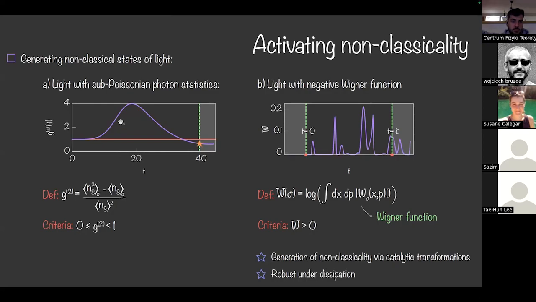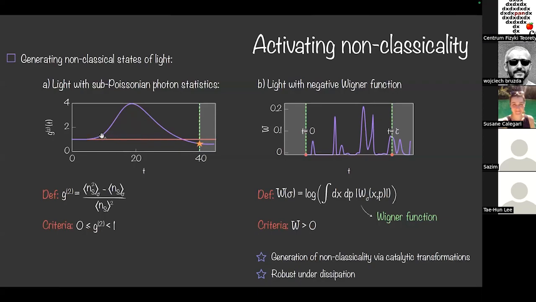So for example, here I bring two examples. First, the generation of light with sub-Poissonian photon statistics. Here my figure of merit is the second order coherence, which is given by this expression. And non-classicality means this function is less than one. And here basically we cooked the process such that we started with a coherent state. So it's a classical state and it's at the threshold. Its second order coherence is one. So it is this red line.